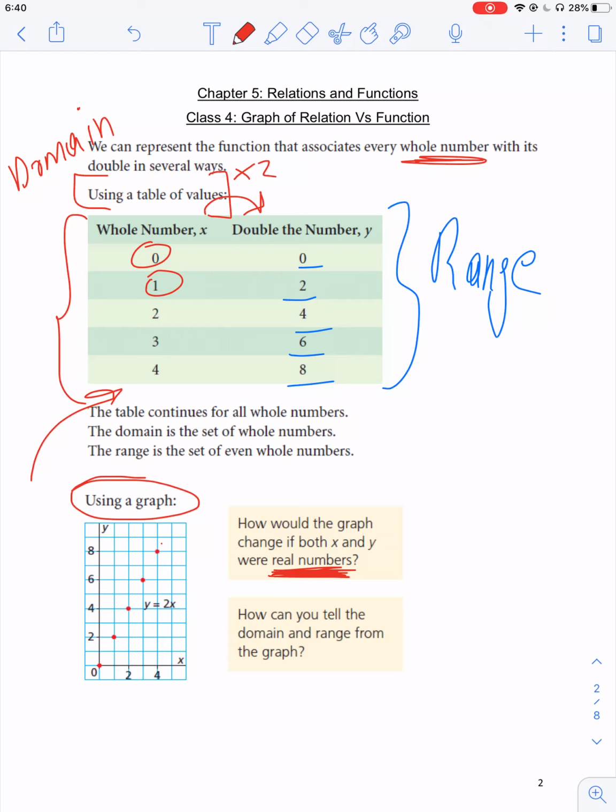How can you tell the domain and range from the graph? How can you tell a domain and range? Your domain will always be your x-axis. So this here is your domain.